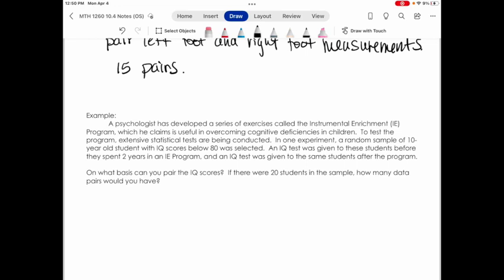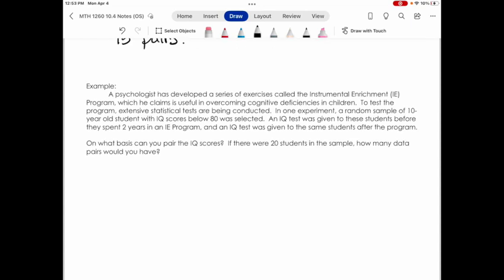A psychologist has developed a series of exercises called the Instrumental Enrichment Program, which he claims is useful in overcoming cognitive deficiencies in children. To test the program, extensive statistical tests are being conducted. In one experiment, a random sample of 10-year-old students with IQ scores below 80 was selected. An IQ test was given to these students before they spent 2 years in the IE program, and an IQ test was given to the same students after the program. Now the question says, on what basis can you pair the IQ scores? If there were 20 students in the sample, how many data pairs would you have?